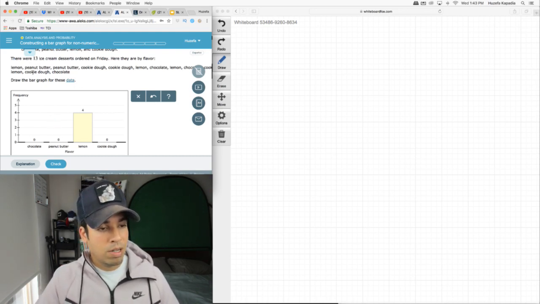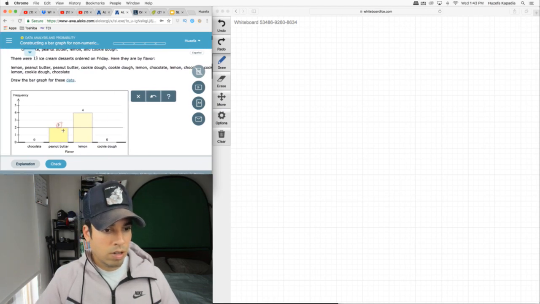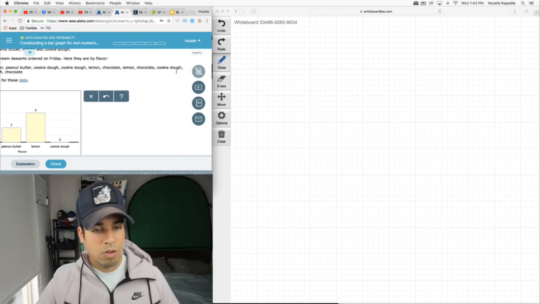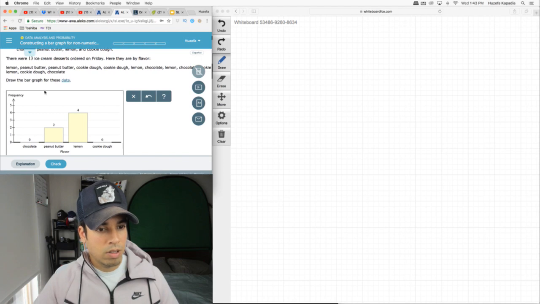Now let's look next. I see peanut butter next. Let's count the peanut butters. We got 1, 2. I only see 2 peanut butters, so we're going to get 2 values here. Now what about cookie dough? We got 1 cookie dough, 2 cookie doughs, 3 cookie doughs, 4 cookie doughs.